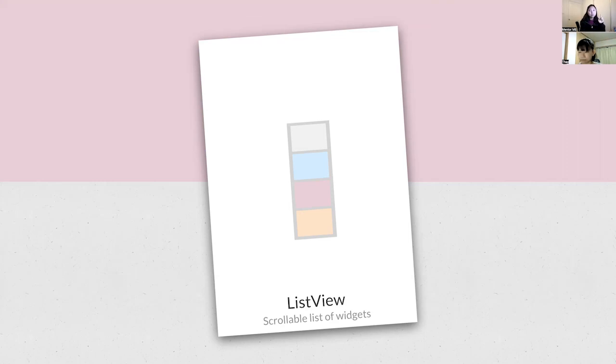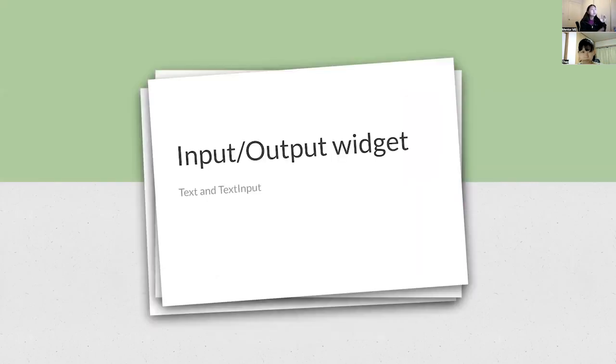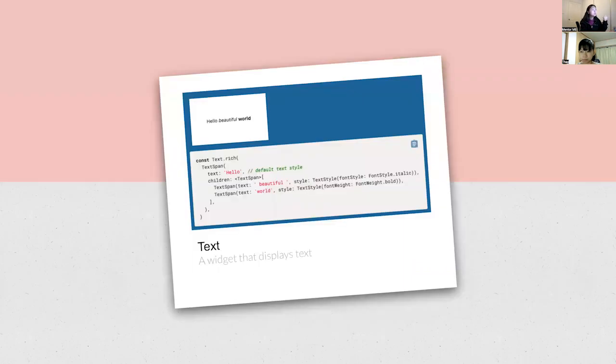Okay, next is input and output widget. In input and output widget, we have text field, text input, and also icon and images. So the first widget is text. You see this example a lot in almost every video we watch. This text is simple. It will just show a text. You can also show rich text using this constructor, text.rich.